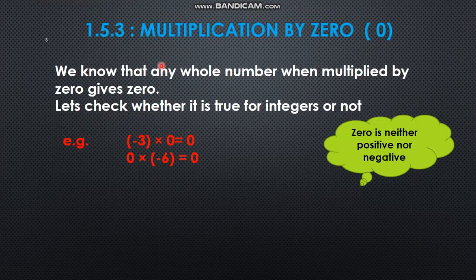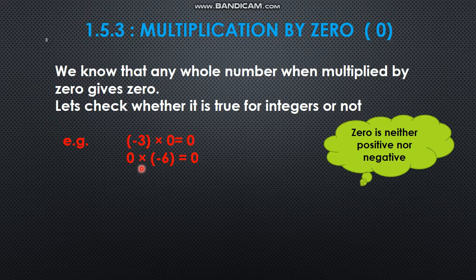So the first property which we are going to study about integers is multiplication by 0. Now we know that when any whole number is multiplied by 0, it gives 0. मतलब किसी भी होल नंबर को जब आप 0 से मल्टीप्लाई करते हो तो आपका आंसर क्या आता है? ऑफ कोर्स 0 आता है. So let us check whether it is true for integers or not. For an example, I am multiplying here negative 3 by 0. That is, 3 zeros are 0, which means the answer is 0.